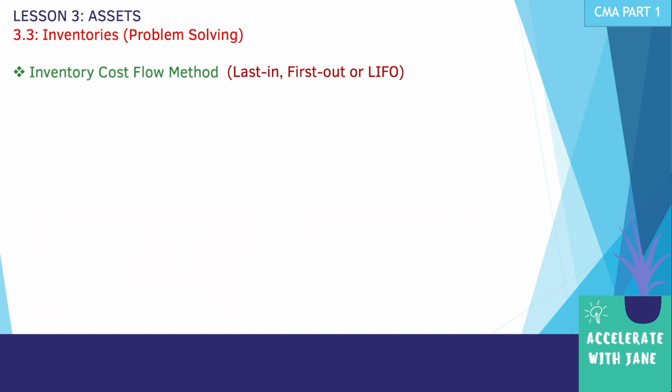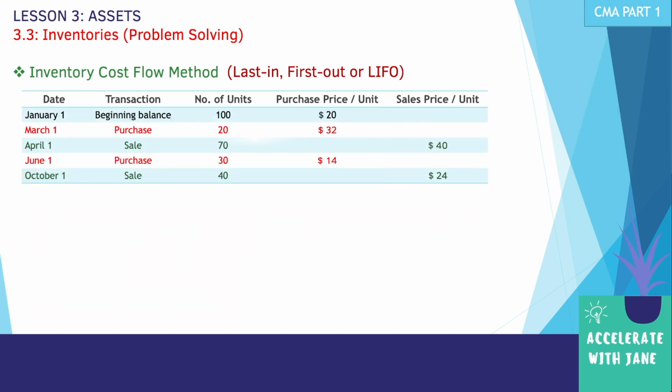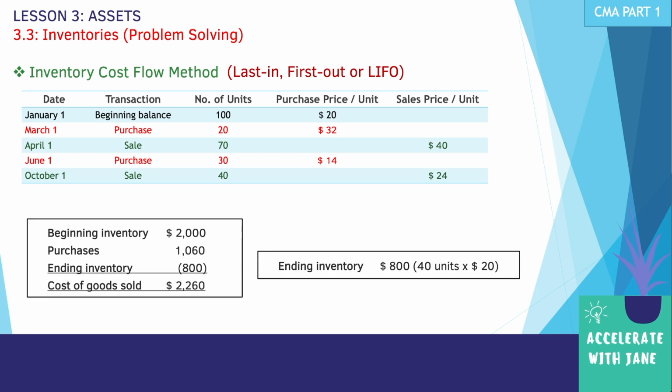So now let's go to the last in, first out, or the LIFO, inventory cost flow method. So this is the same example. So how do we compute for the ending inventory? So as I've mentioned earlier, under the LIFO, this method assumes that the newest items of inventory are sold first. Thus, if we are being asked how much is the inventory cost of the ending inventory, we simply get the inventory cost of the oldest transaction, okay?